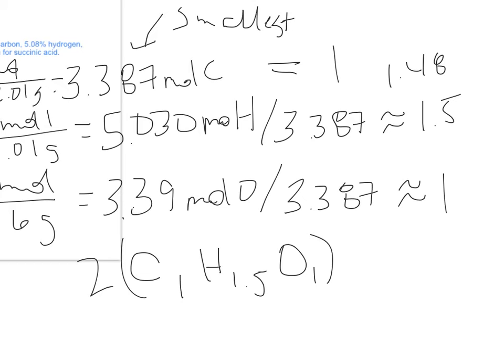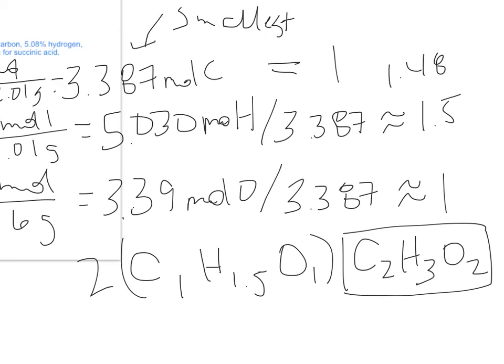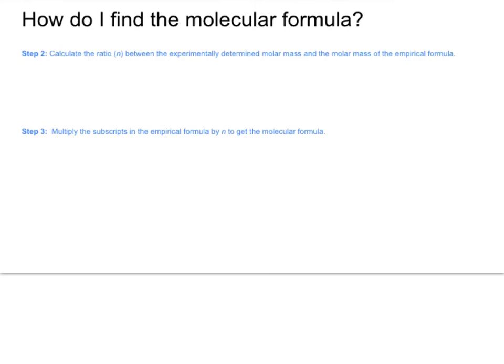And so our empirical formula is C2H3O2. And that is our empirical formula. So we are going to use this now to calculate the ratio between the two molar masses so that we can find our molecular formula. So we need to find our molar mass of our empirical formula.